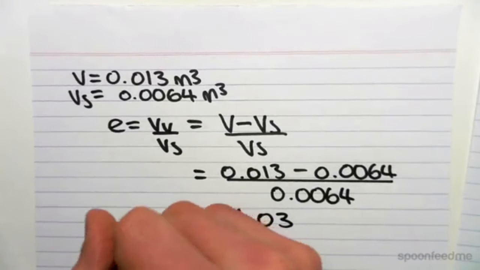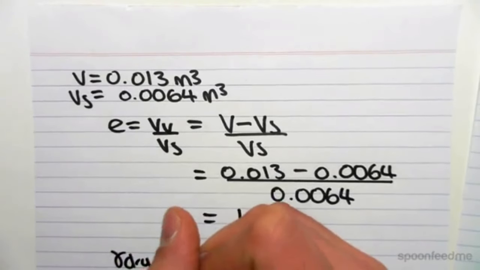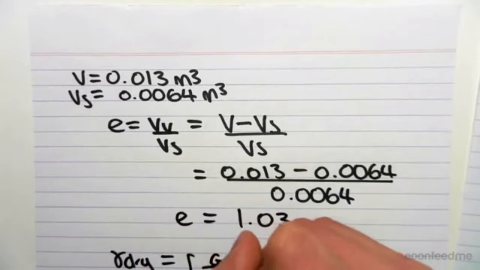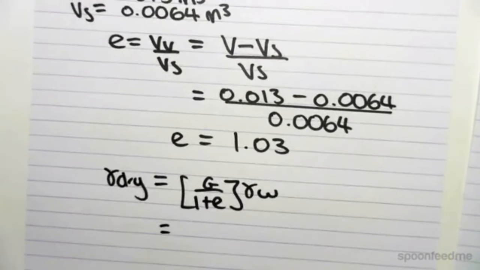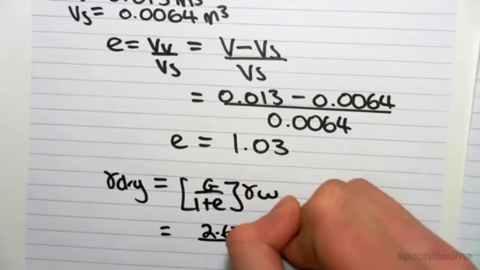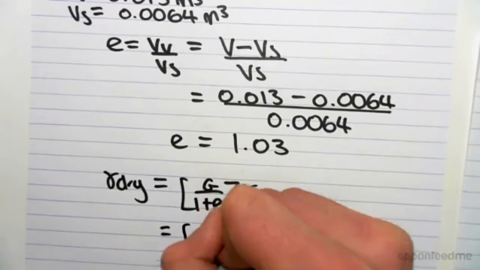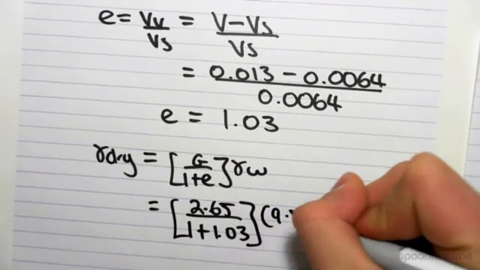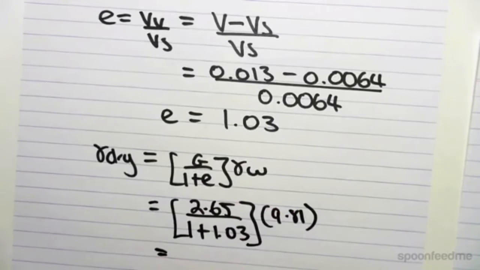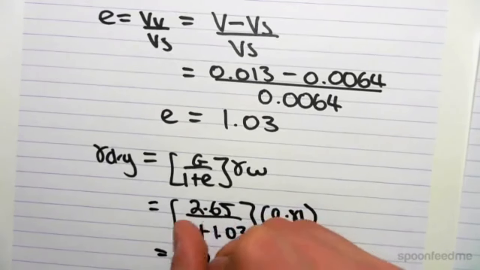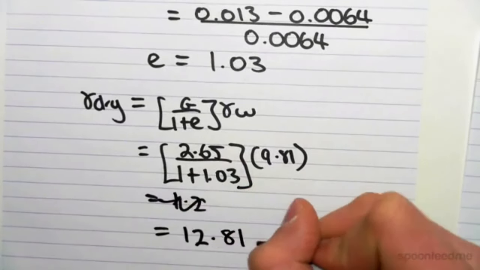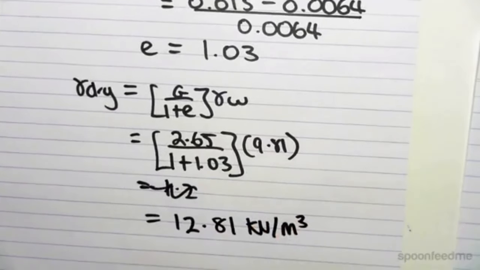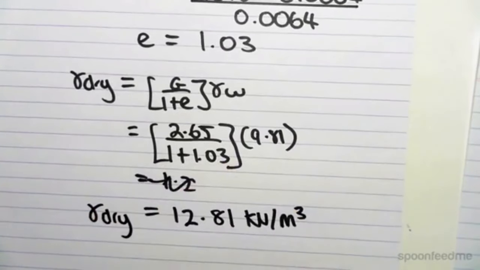Now it's easy to find gamma dry. Gamma dry is equal to G on top of 1 plus e, multiplied by gamma W. We know G is 2.65, we just found e is 1.03, and we know gamma W is 9.81 kilonewtons per meter cubed. So we can work this out, and we get 12.81 kilonewtons per meter cubed as our gamma dry.